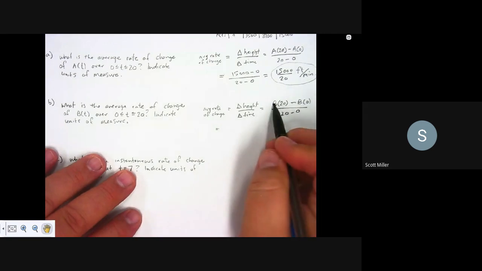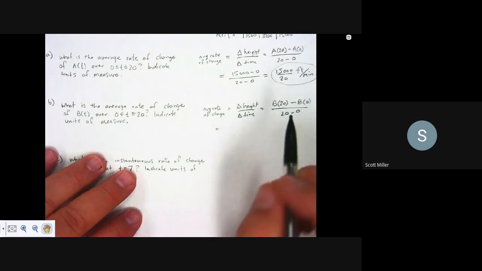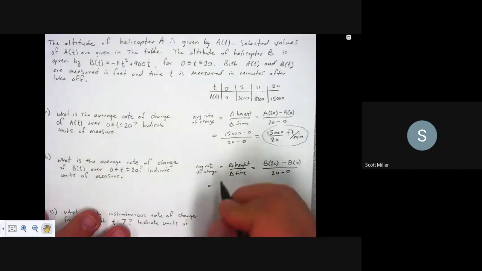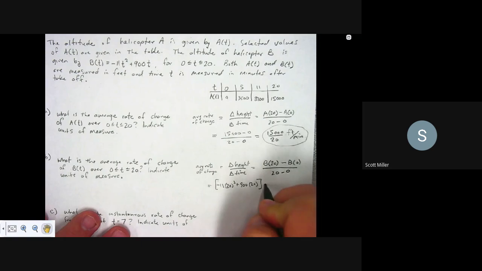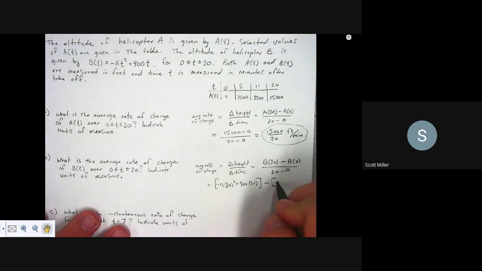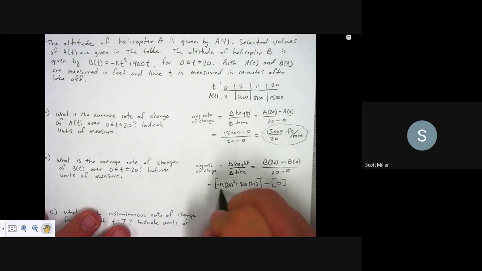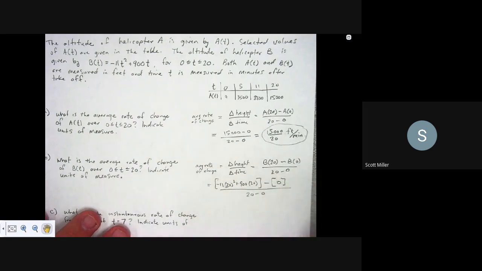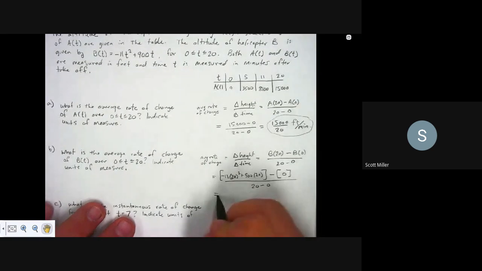So what is B at 20? Well, we have an equation for that. So I can type in and plug in the 20. This will be negative 11 times 20 squared plus 900 times 20 minus, and then 0 plugged into all of that. So that's just going to be 0. And then this is going to be 20 minus 0. And I can work this out and get an answer.